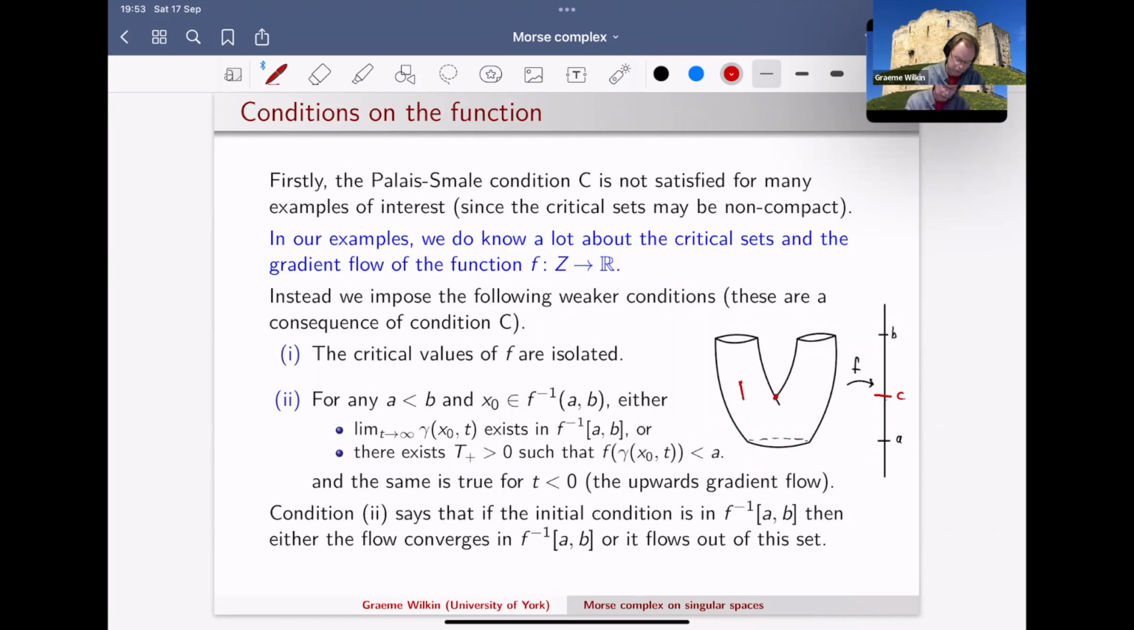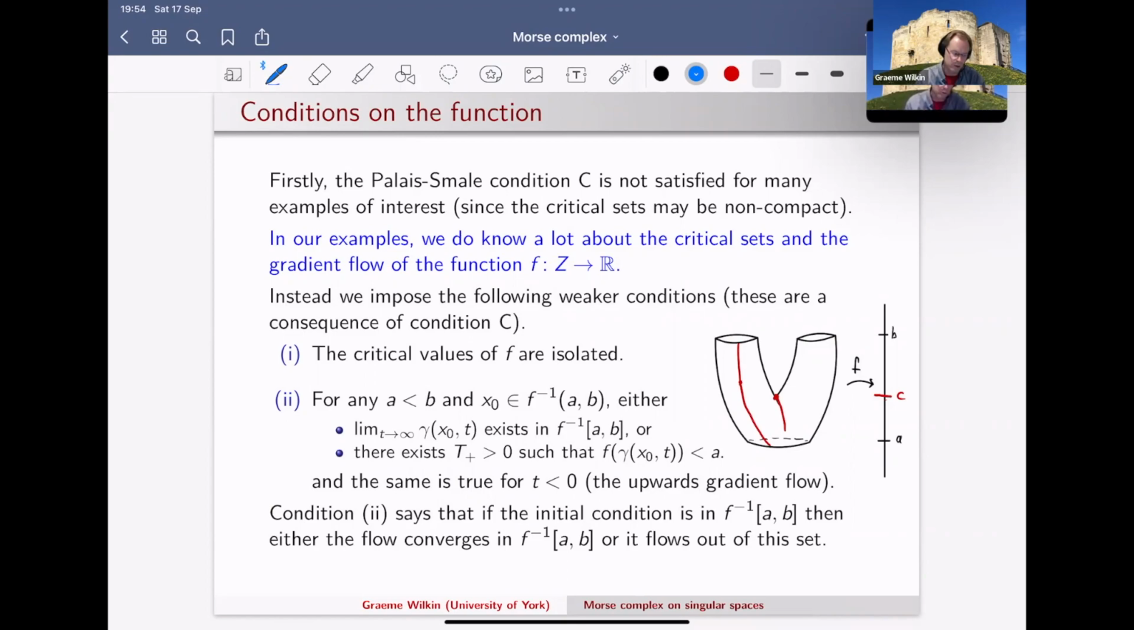So if you start flowing, you flow down, you might go out the bottom of this subset of the singular space. And if you flow up, you might go out the top, or you might get hung up on a critical point. Essentially these are the only two things that can happen. Either you flow out or you flow to a critical point. So the thing you want to avoid in these situations is going off to the boundary of the manifold. And condition C is designed to avoid that.